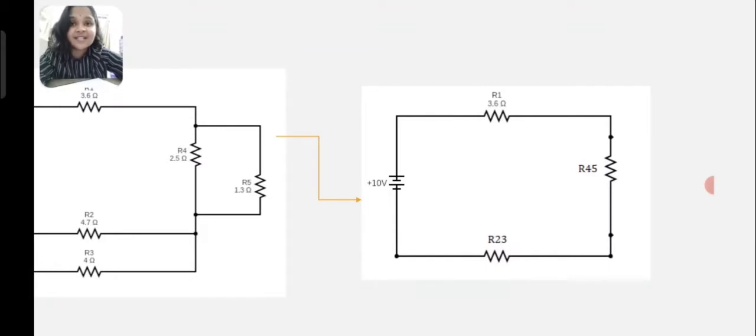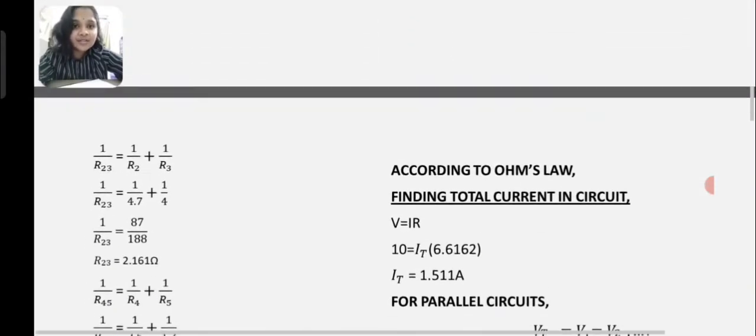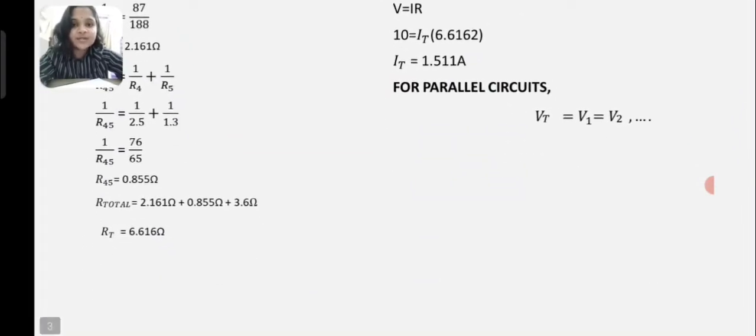So as it is a series circuit, your R total for the whole circuit will be equal to R45 plus R23 plus R1, which is equal to 6.616 ohm. So that is the total resistance in the whole circuit.